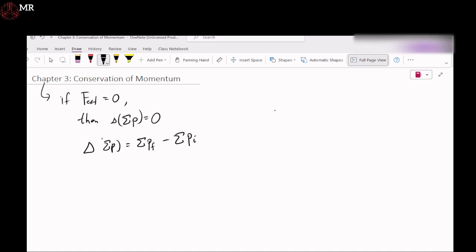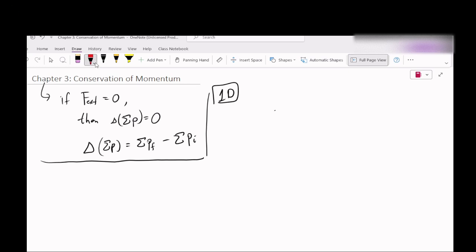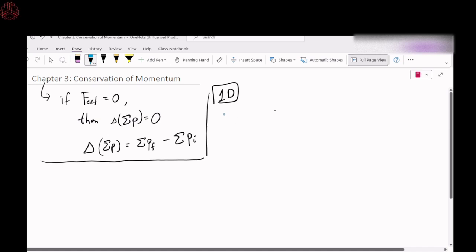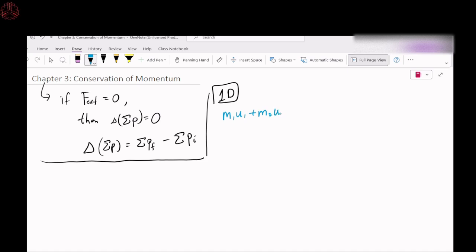Now, I'm sure you're familiar with this. Let's say you have two interacting bodies. Let's work with one-dimensional cases. If you have two interacting bodies, then the momentum before, so m1u1 plus m2u2, should be equal to the momentum after, m1v1 plus m2v2. Okay.